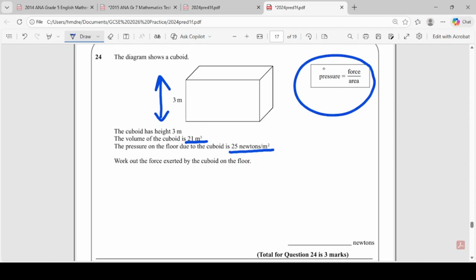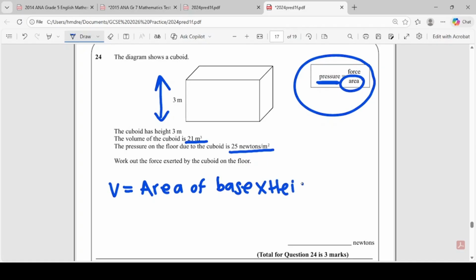We have the pressure. What we need is this area. That's what we need to work out so that we can work out the force. So they give us the volume. So the volume of any 3D shape is always the area of the base times the height. In this case, they tell us the volume is 21. We don't know the area, but we do know that the height of this is 3 meters.